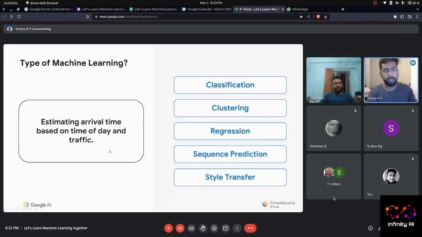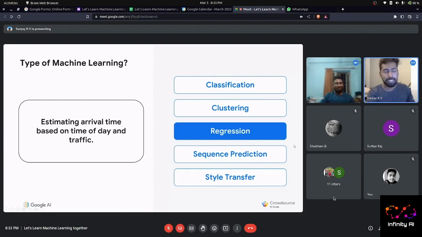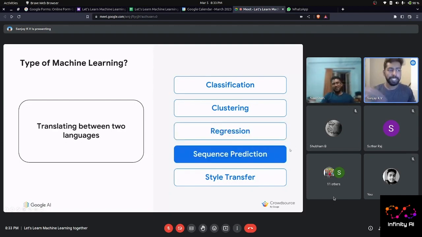And if you use Google Maps or Apple Maps, estimating arrival time based on time of day or traffic, you might wonder how Google Maps can predict that so accurately. This is done through regression. I'm not going into detail about it, just want to give a highlight of what is happening. And translating between two languages, again, sequence prediction.